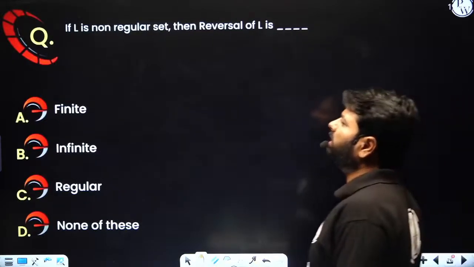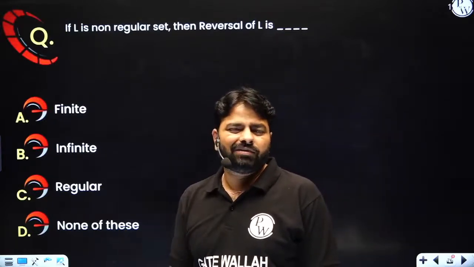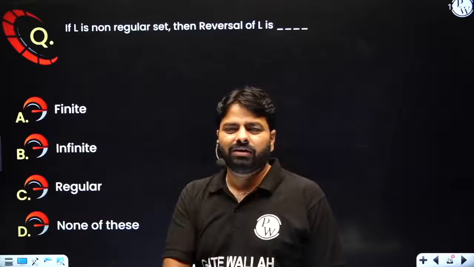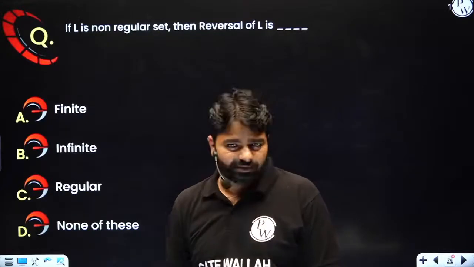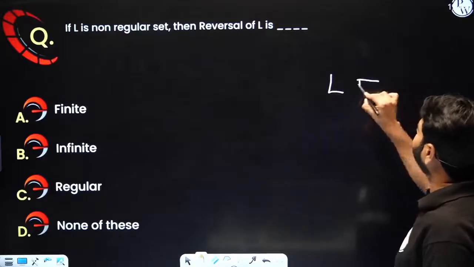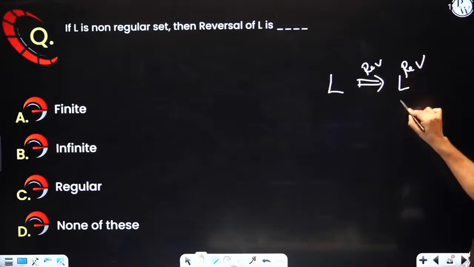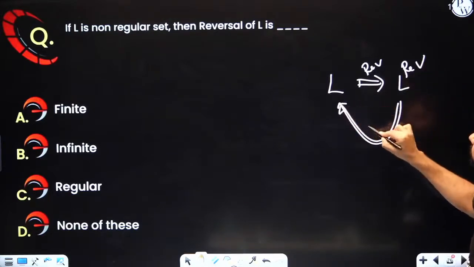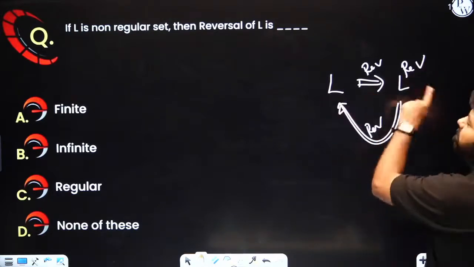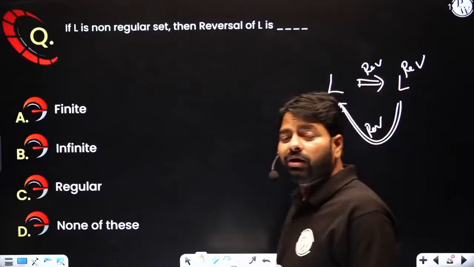If L is non-regular, then the reversal of that non-regular language is also non-regular. Assume the reversal of a non-regular language is regular. Then what happens with the reversal? You will get the same language, right? Just assume that you have L, do the reverse, and you get L reverse. If you do it again, you should get the same language. So if any one of them is regular, the other has to be regular. If any one of them is non-regular, the other has to be non-regular.